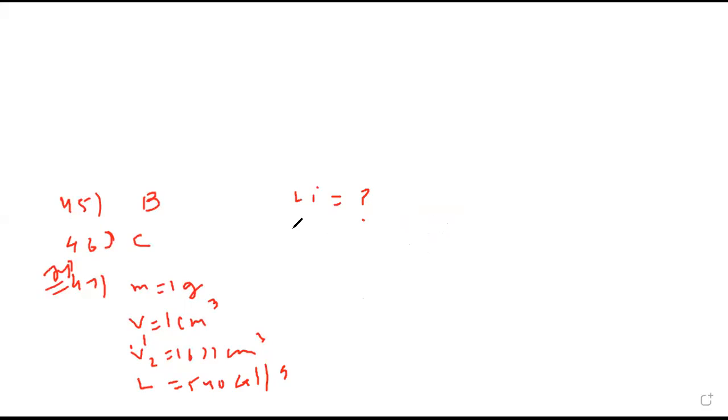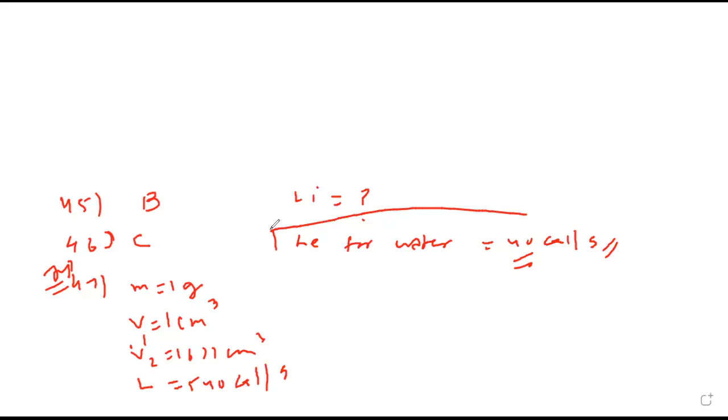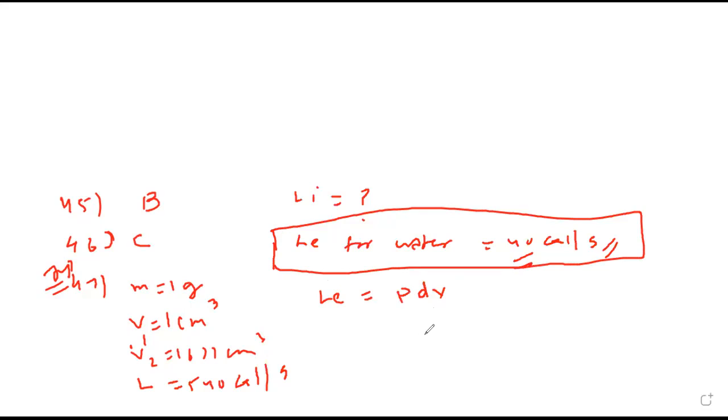Latent heat of vaporization. See, external, Le for water, always it is fixed, is 40 calories per gram. तो अगर कैलकुलेट याद रहेगा तो डायरेक्ट कर देना 540 minus 40, 500 will be Li, but I am showing you by calculation because Li I cannot measure, Le I can. Formula I told it is PdV.